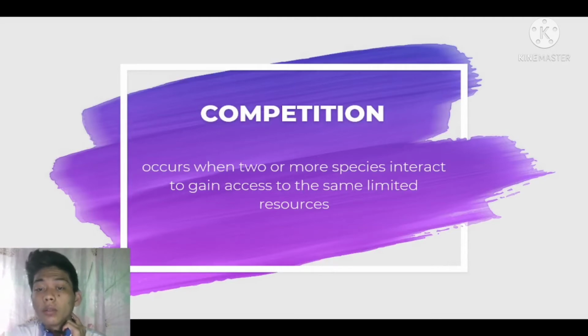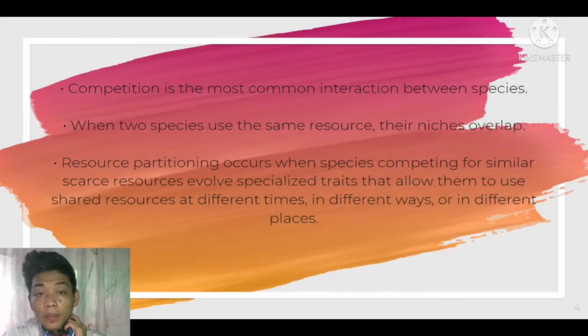Competition occurs when two or more species interact to gain the same limited resources. It is the most common interaction between species. When two species use the same resources, their niches overlap. Resource partitioning occurs when species competing for similar resources evolve specialized traits that allow them to use shared resources at different times, in different ways or in different places.